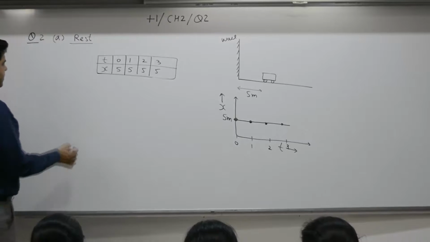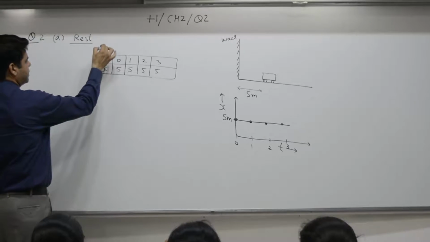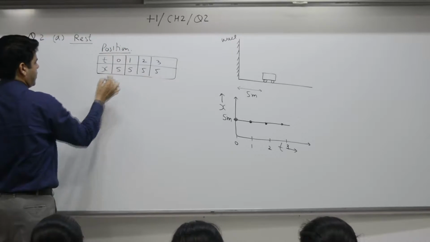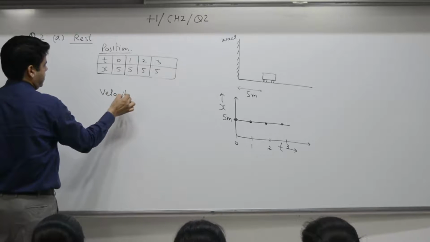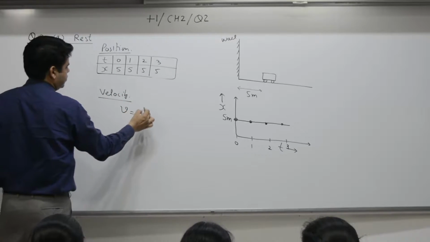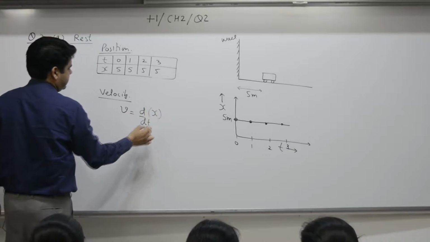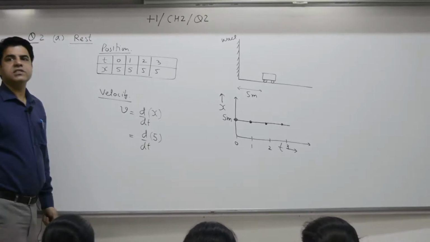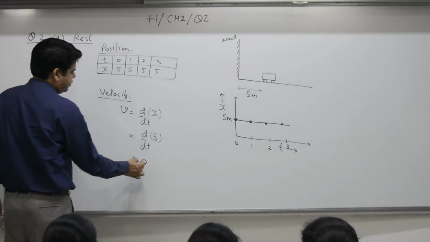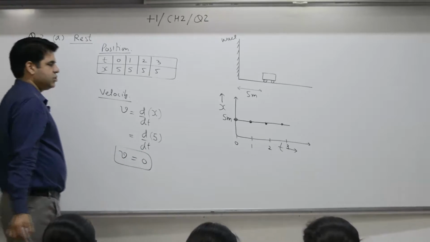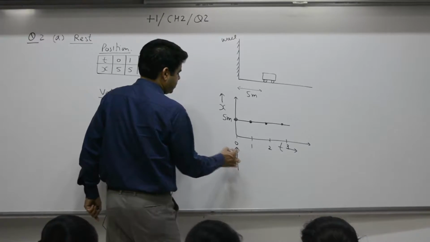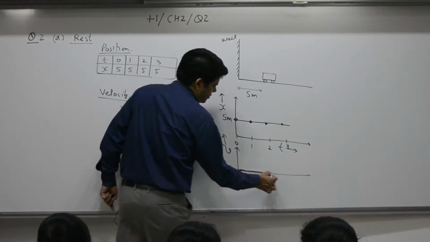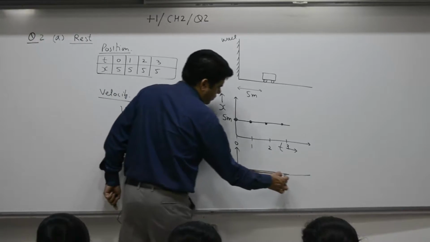What is the velocity of this particle? Through this we have discussed the position of the particle. Velocity or speed of the particle v is equal to dx/dt. X remains the same. Differentiation of a constant is 0. So, exactly below this, if you plot a velocity or speed graph, speed will come out to be 0.